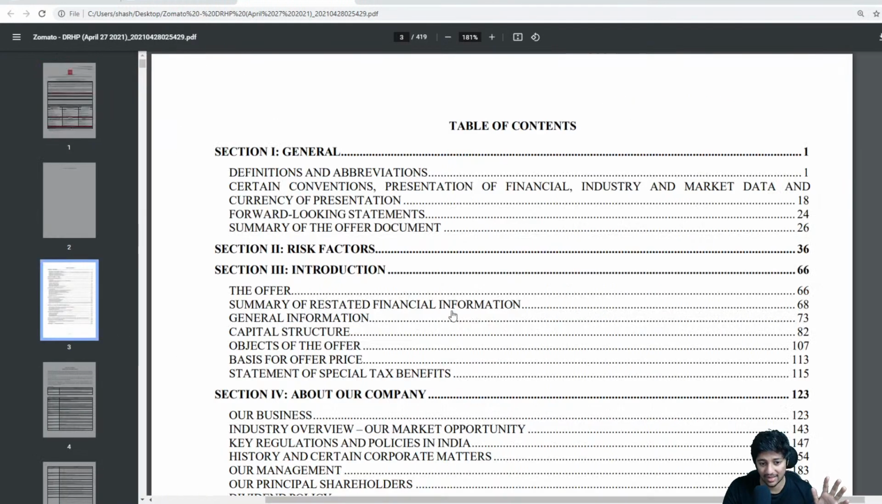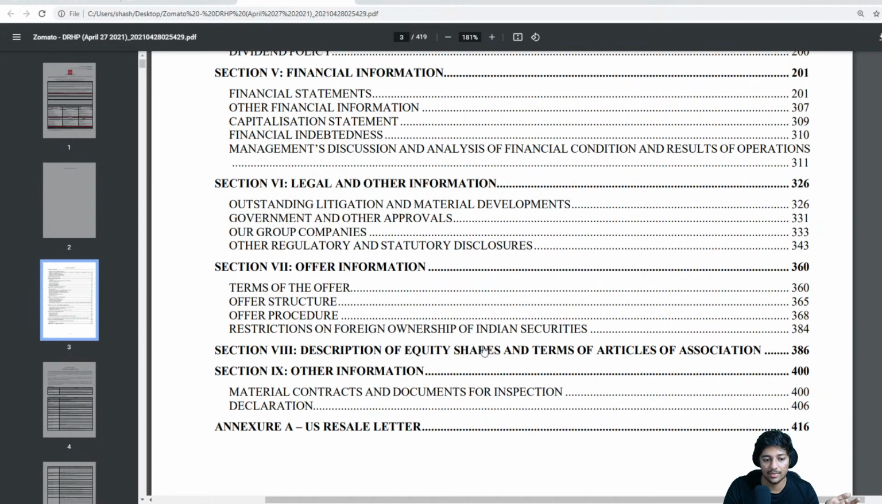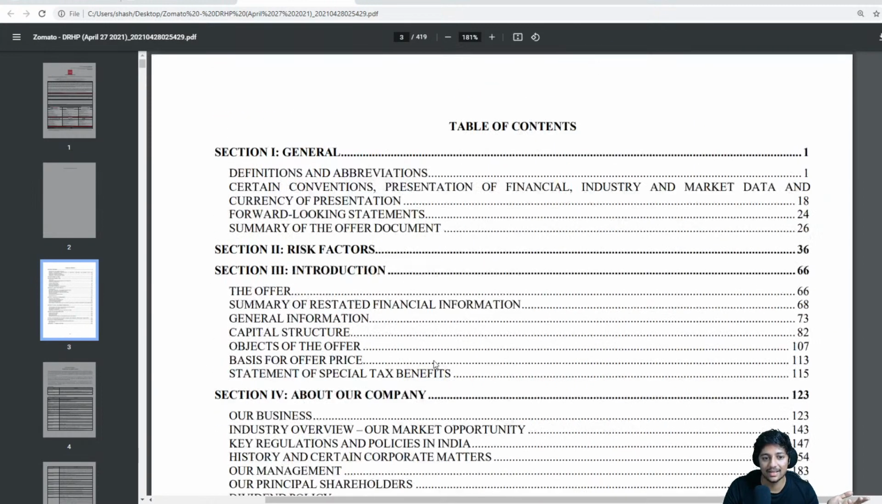Go to page number 3 again, which has everything, all the other information. Now, if you look at legal matters, we don't need to look at it. If you look at offer information, we already know what the offer information is. That's it. You don't need anything else. So literally, this is a very quick way to look at how an IPO works or how a DRHP can be read.